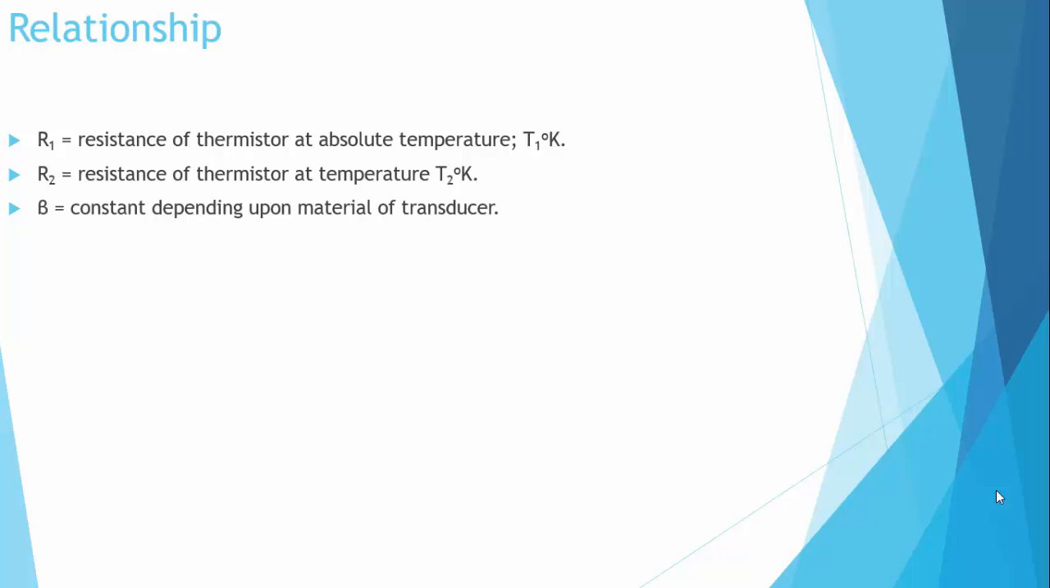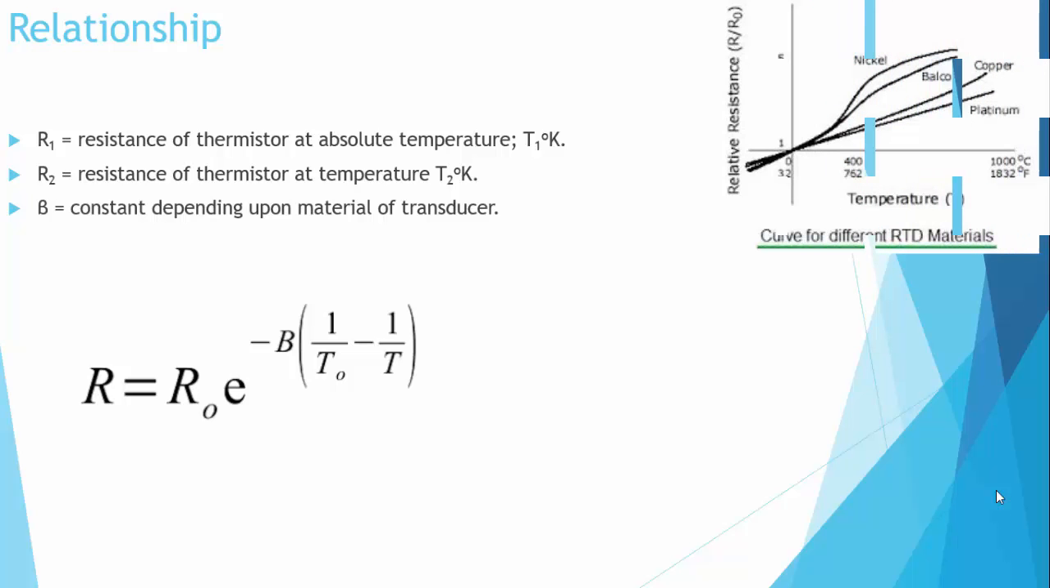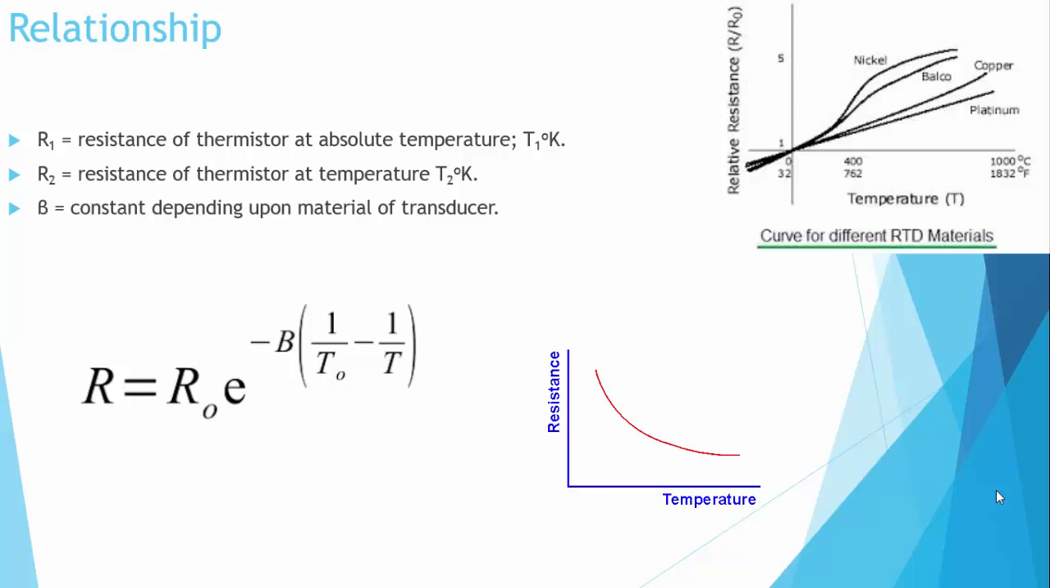To govern this relationship, a small formula is given, that is R1 equals R2 exp(beta(1/T1 - 1/T2)), where R1 is the resistance of the thermistor at absolute temperature T1, R2 is the resistance of the thermistor at a particular temperature T2, and beta is a constant which depends on the material of the transducer. And from the equation stated, we can say that the relation between the temperature and resistance is highly non-linear, and its graph between resistance and temperature will look like this.